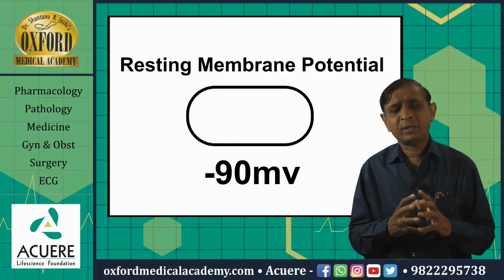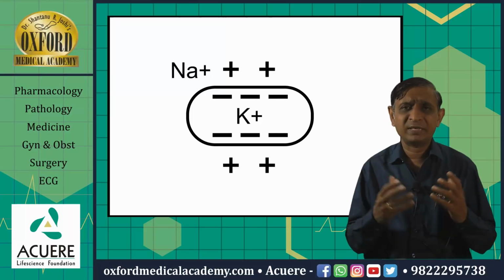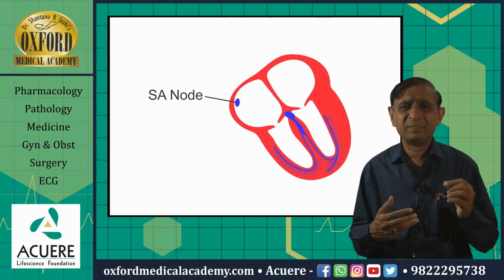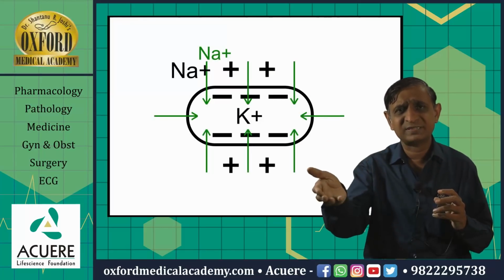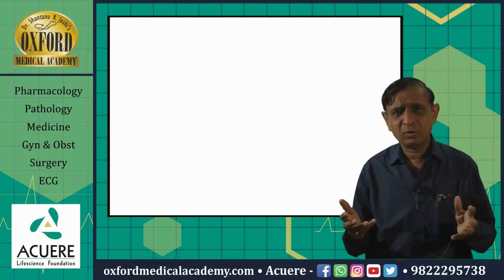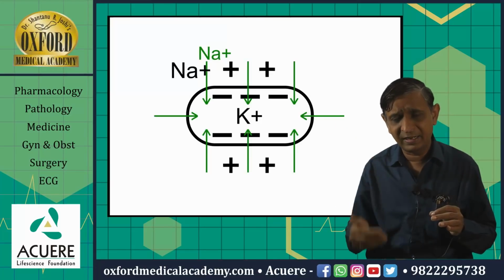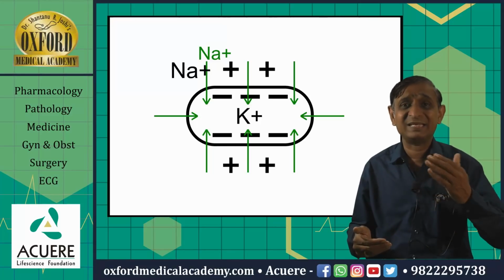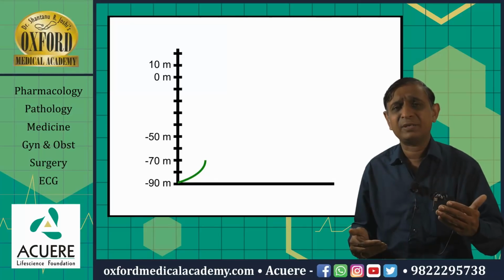As all of you know, in a normal physiological environment, outside of the cell is rich in sodium and inside of the cell is rich in potassium. When the cell is stimulated by the impulse coming from the SA node, some sodium channels open and sodium from outside of the cell enters the cell. As inside of the cell was negative and some positive ions are entering, naturally, the negativity inside of the cell becomes less negative. It will become minus 80 millivolts, minus 70 millivolts.